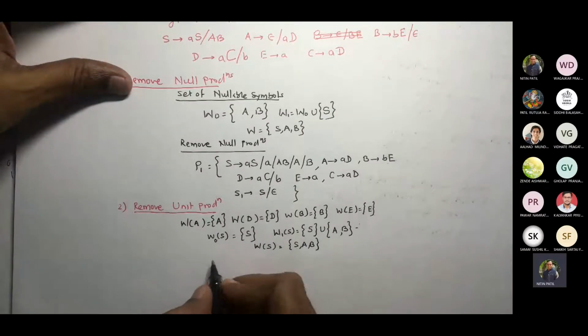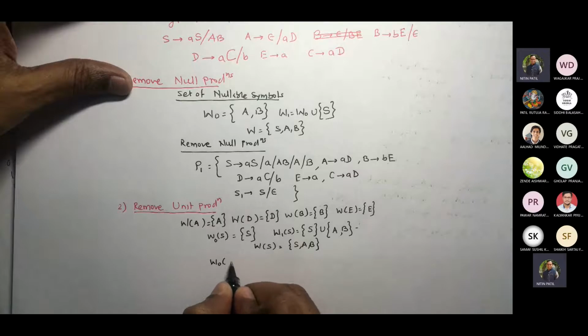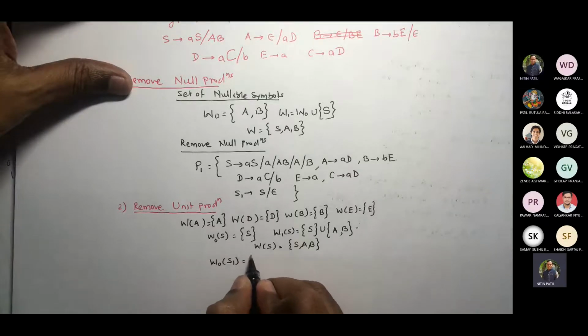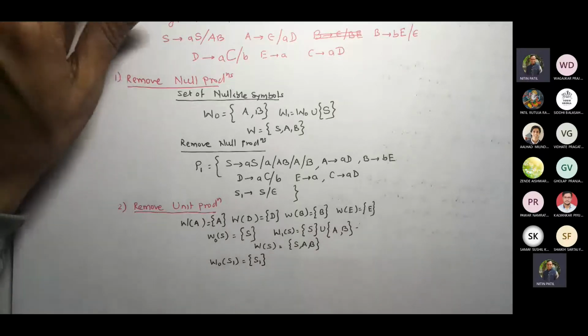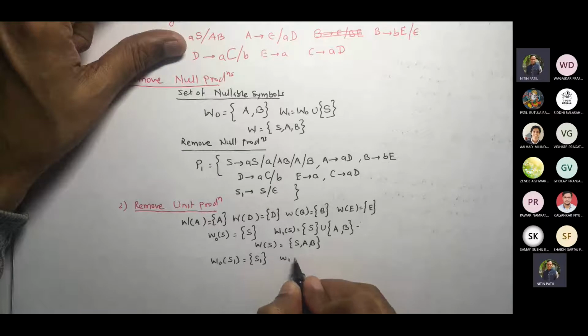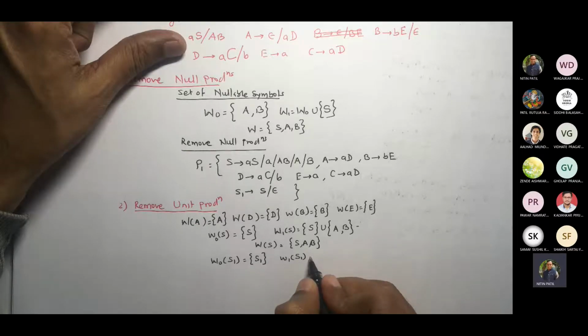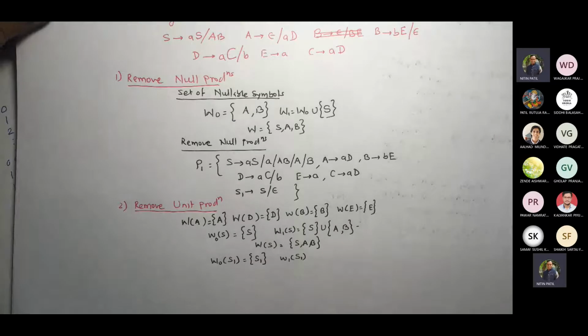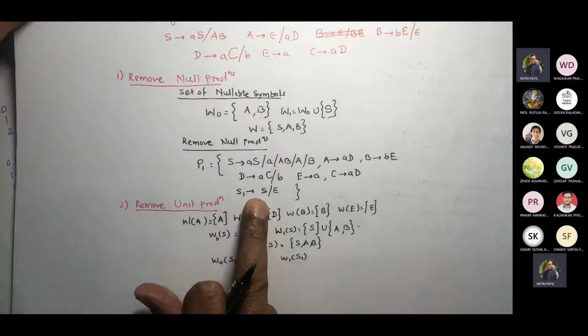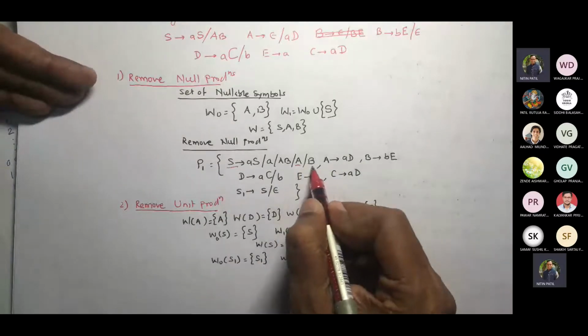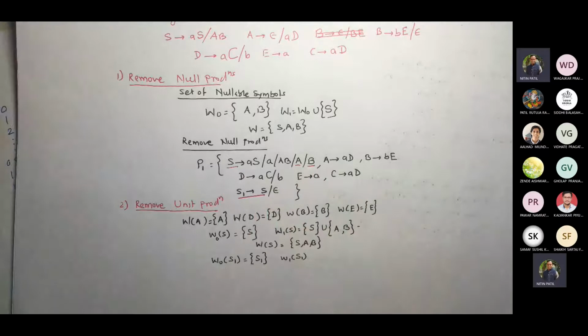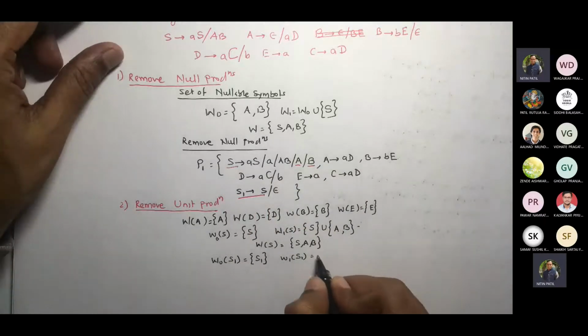Now W0 of S1 equal to S1, because this is your new start symbol. Correct? Now W1 of S1. What is the unit production that is available there for S1? S1 gives S. Correct? So for us, these are unit productions: S gives A, S gives B, S1 gives S. Rest of them are non-unit productions. So W1 of S1 would be the previous W of S1, so S1 union S.